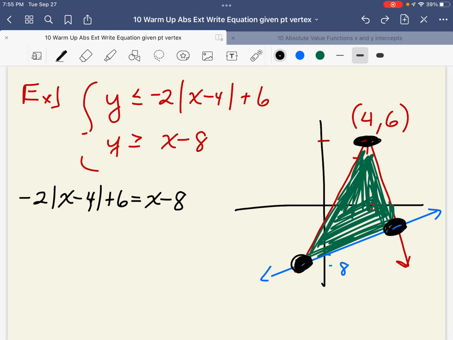Now, what did we just make? That's right, we made an absolute value equation. An absolute value equation like a number of weeks ago that we solved by, well, by trying to isolate the absolute value.